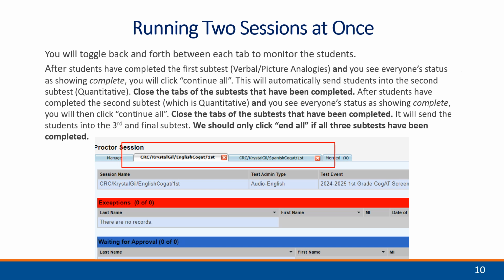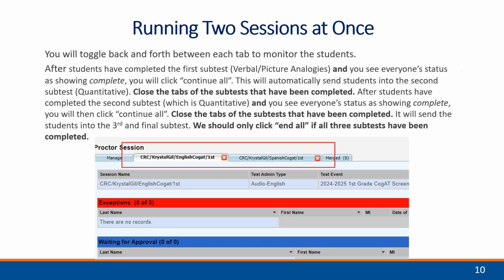And the next step is, after all of the students in both the English and the Spanish assessment, both of those tabs show as completed, then you will click Continue All. Now this will automatically send students into the second subtest, which is quantitative.